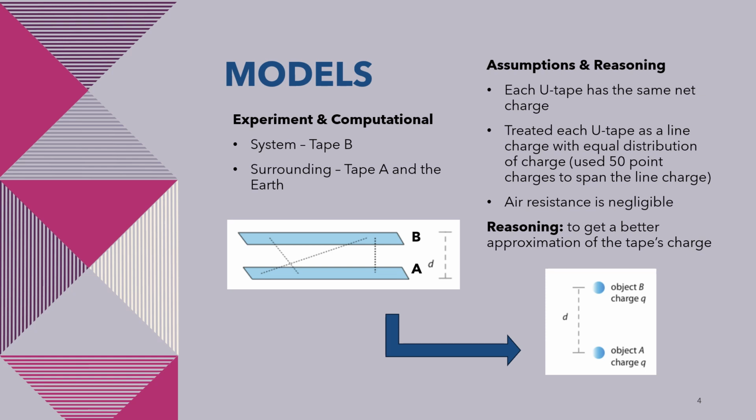Some assumptions are that each U-tape has the same net charge, each U-tape is treated like a line charge with an equal distribution of charge, and air resistance is negligible. The reasoning for these assumptions is to get a better approximation of the tape's charge than Lab 1, where I treated each U-tape as a point charge.